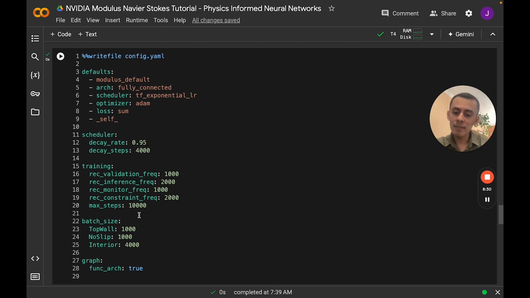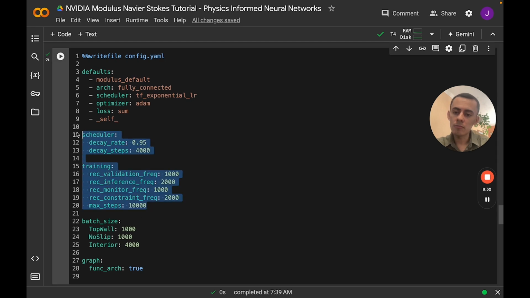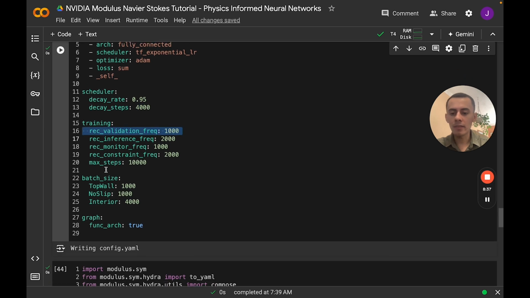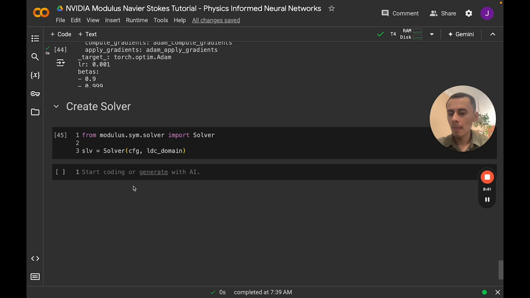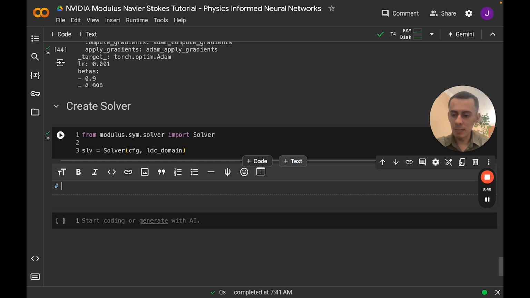Again, the configuration has a few things that we won't be talking about. This is specific to the training. We can use the defaults. It works out fine. So we define it, and then we run the solver.